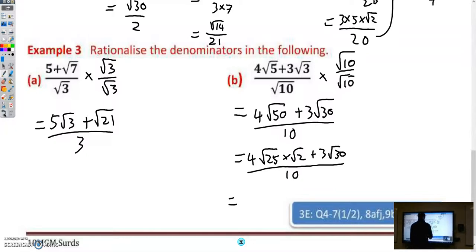4 times the square root of 25, so the square root of 25 is 5. So it's 4 times 5, which is 20 root 2, plus 3 root 30, divided by 10. Now, we cannot simplify the 10, even though 20 can be divided by 10, 3 cannot. So this is our final form, our final answer for this question.